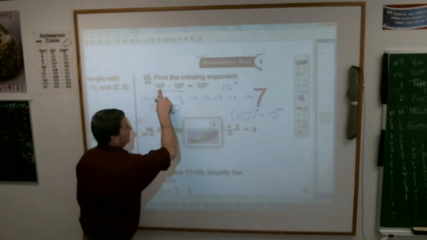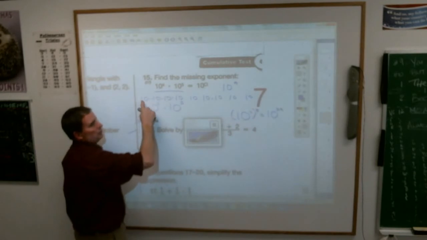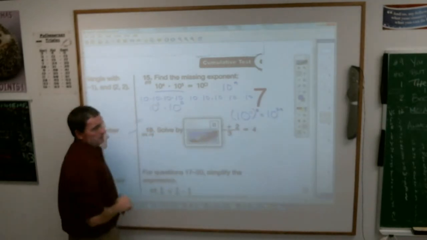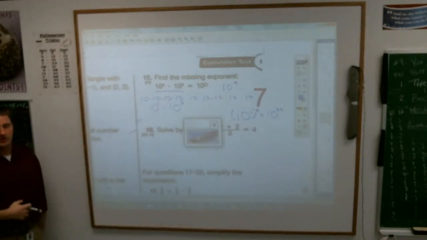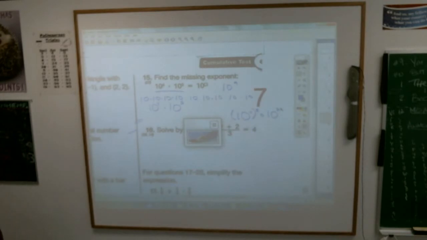But if it's 10 to the 4th times 10 to the 5th, that gives you a total of 9 tens multiplied together. That's where exponents get a little crazy. You have to sometimes think just a touch there. Right, Grace?